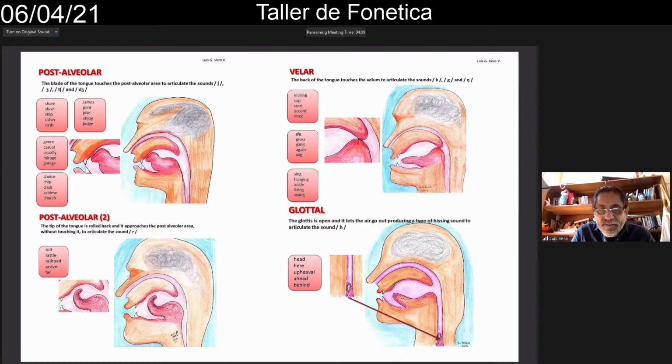And finally, the glottal. The glottis is open and it lets the air go out, producing a type of hissing sound to articulate the sound h. Se abre la glotis, las cuerdas vocales y el aire pasa. Eso es todo. Y ahí uno puede decir head, here, upheaval, ahead, behind. Now you repeat. Head, here, upheaval, ahead, and behind.